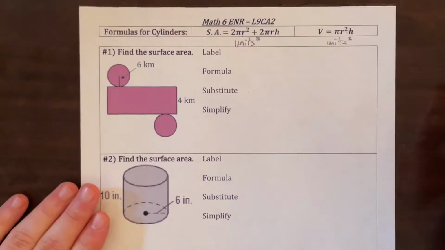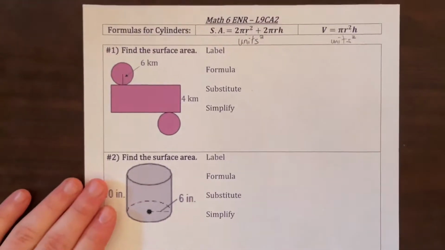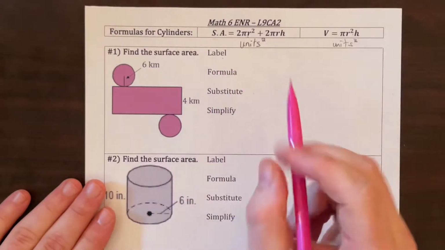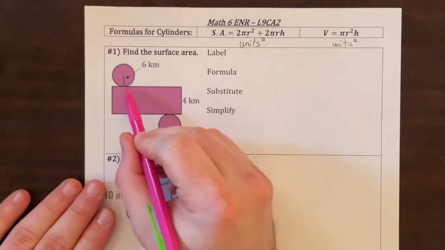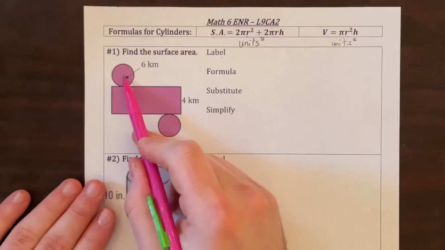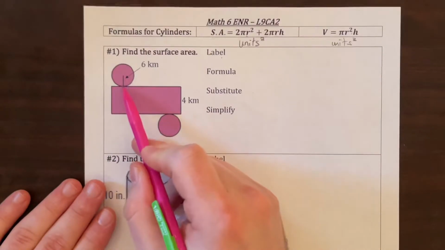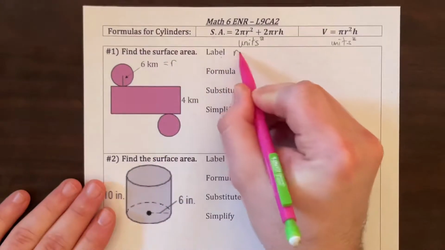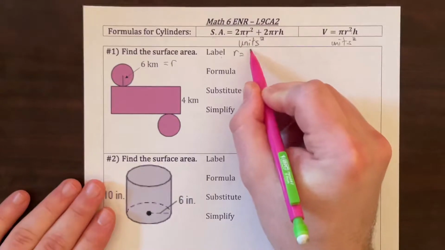So in the first one, we're just working with some surface area first. We're going to say, okay, find the surface area, make sure you label first. When it is referring to a point or a line segment from the middle of a circle to the edge, that is going to be our radius. So we're going to say radius r is going to be 6.